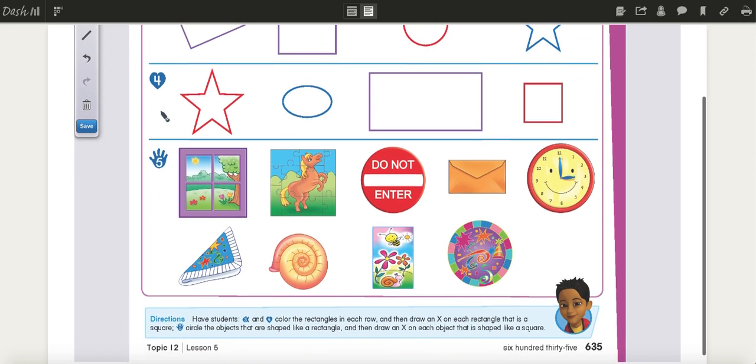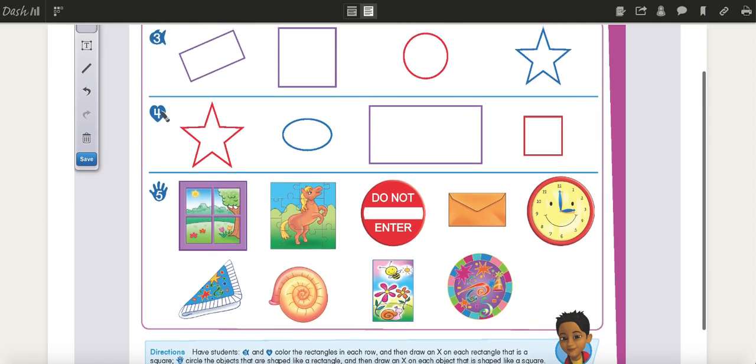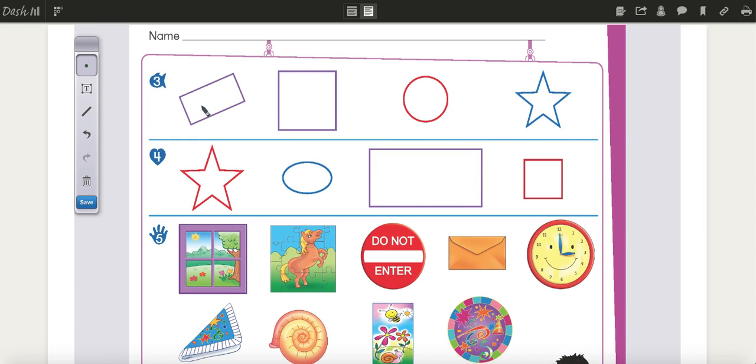So for number 3 and 4, we need to color the rectangles in each row and draw an X on each rectangle that is a square. So we're going to do the same thing. So for number 3, let's look at this. What shape is that? A rectangle. Yes, so we're going to go ahead and color it in.